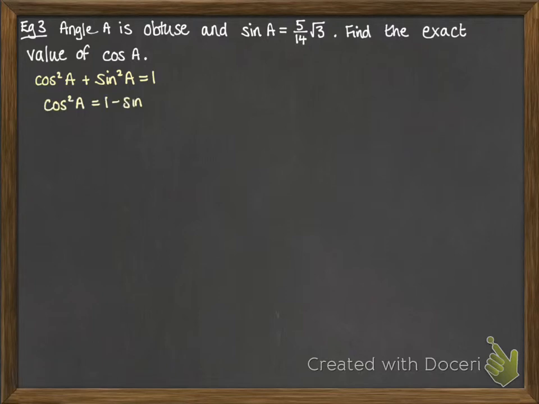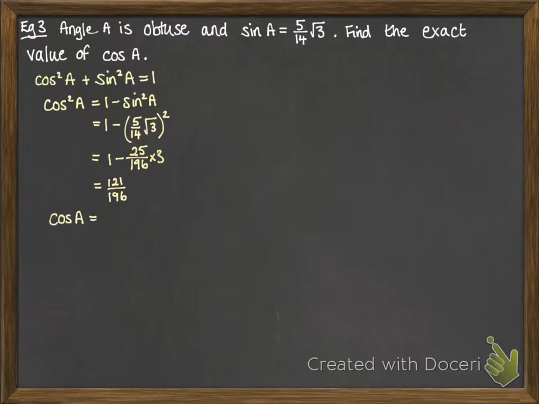So cos squared will then be 1 minus sine squared. I've just rearranged that since it's cos A that we're looking for. So that'll be 1 minus 5/14 root 3, all squared. So that's the sine A squared. If we square that, you get 25 over 196 times 3. That's just each of those components squared. And that gives us 121 over 196.